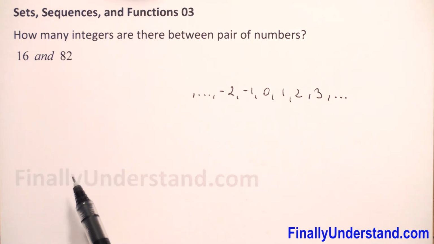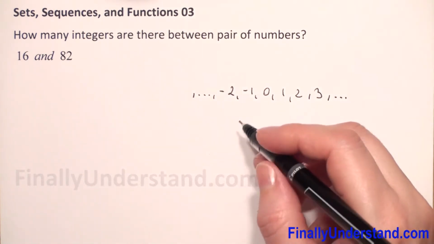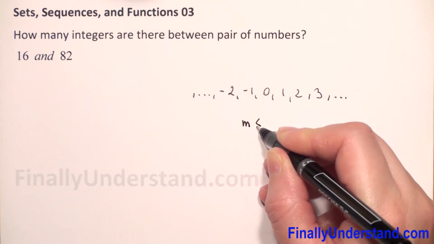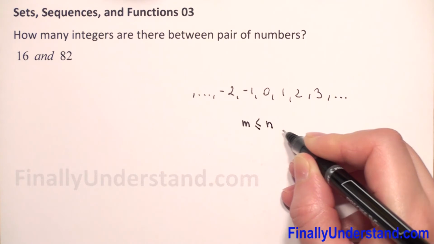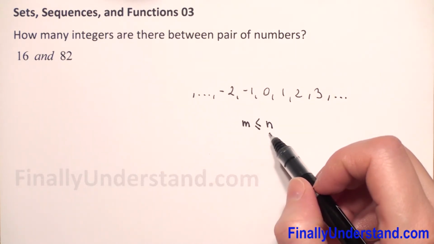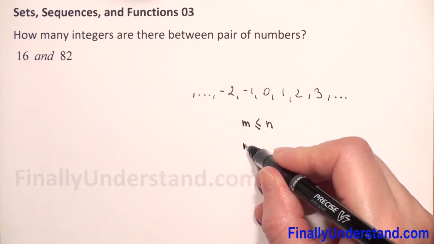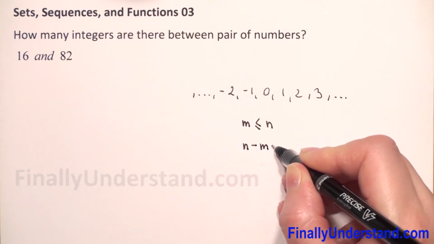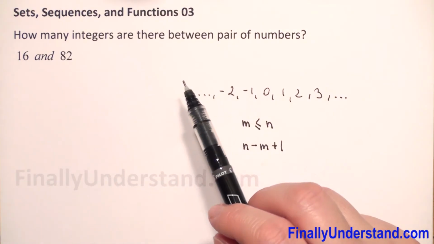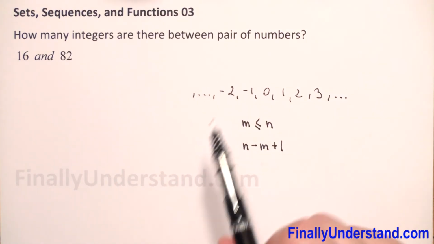We can use a formula when we have integers m less than or equal to n. The number of integers between m and n will be n minus m plus 1. Why do we add 1? Because we have to include both ends.